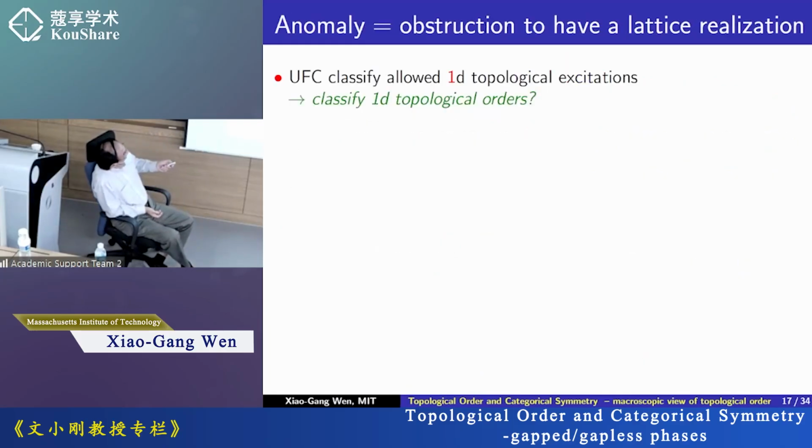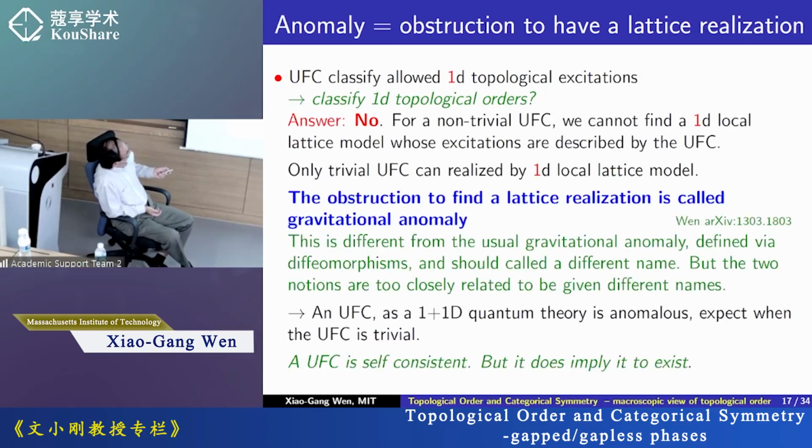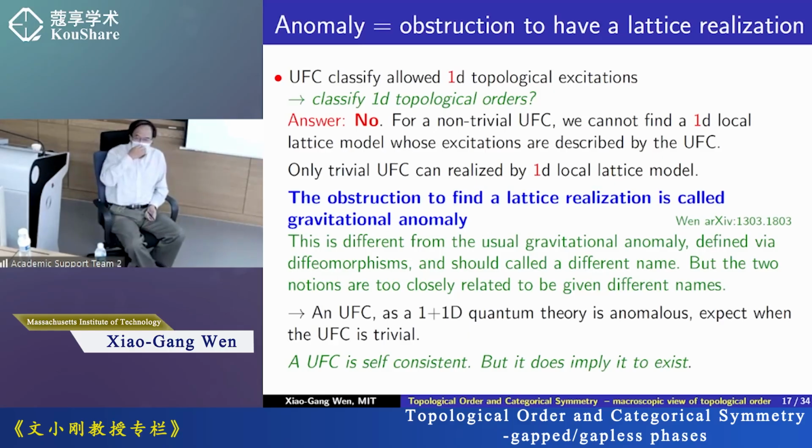And then we say that the unitary fusion category classifies the allowed one-dimensional topological excitations. But whether they classify one-dimensional topological order, the answer is no. The problem is the following. If this fusion category is non-trivial, it's not realizable. Only the trivial fusion category is realizable. Non-trivial is not realizable.